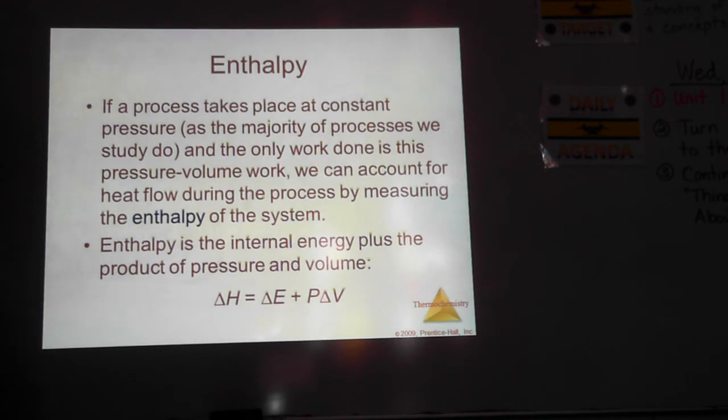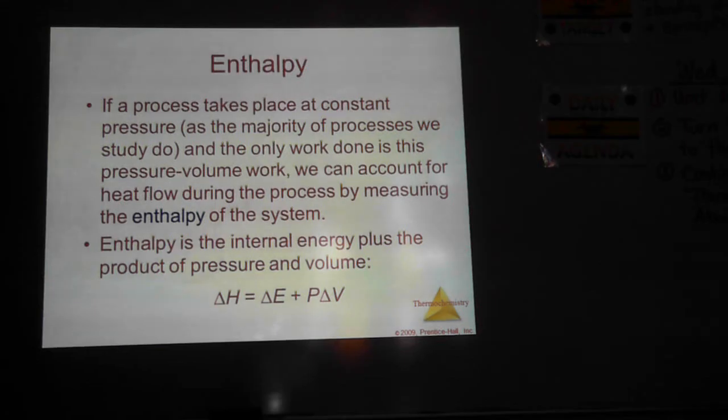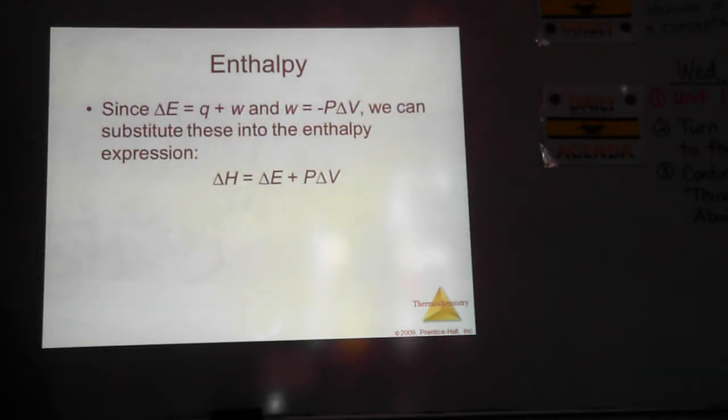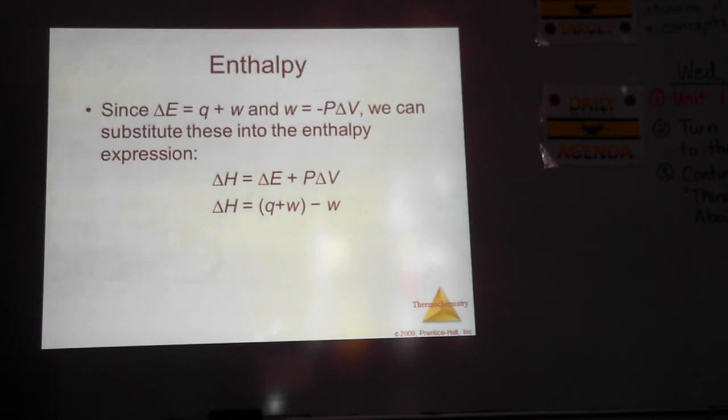So enthalpy, you see there, is abbreviated with a capital H. And so that is the internal energy, the delta E, which is what we saw in the last set of notes, the Q plus the W. And then we add to that the product of the pressure and the changing volume. So, like we said, since we know that the delta E, the internal energy, is Q plus W, and we know that the work is equal to the pressure and the changes in the pressure and the volume, then we can substitute those into the equation.